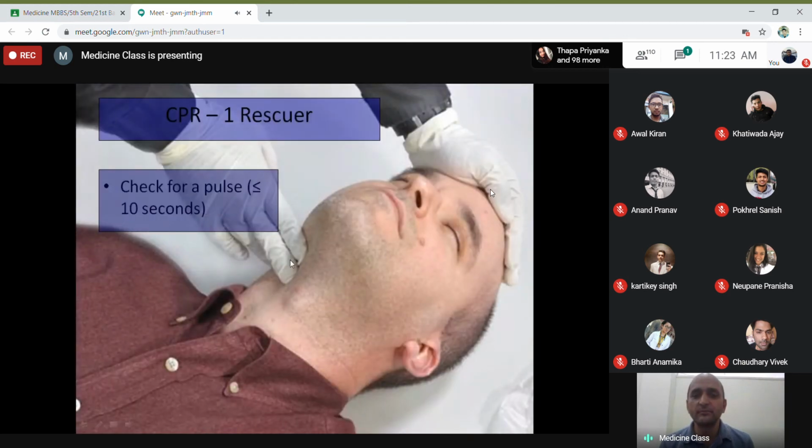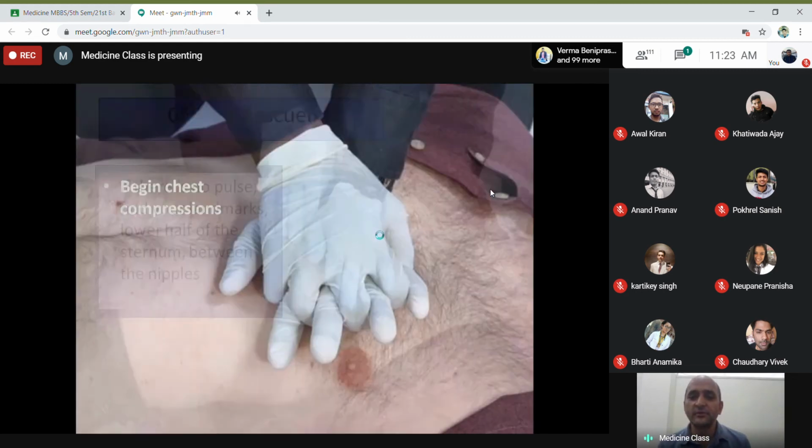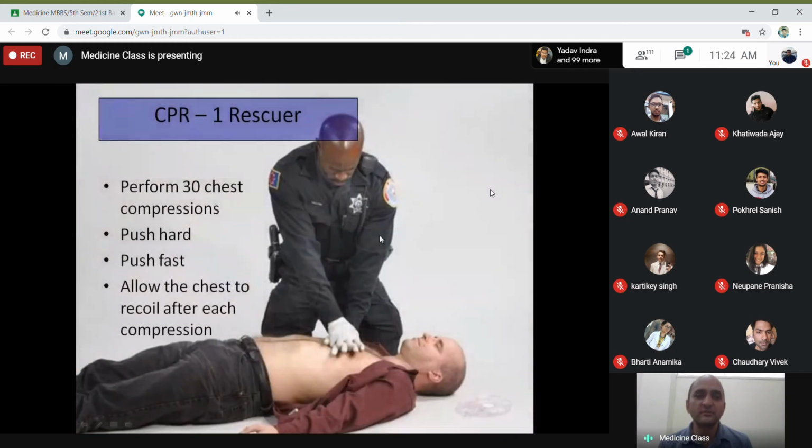Then you check the carotid pulse. If the carotid pulse is not present for 10 seconds, then go for the CPR, go for the chest compression. Chest compression is done on the sternum with the heel of the two hands. If there is no pulse, find the landmark: the lower half of the sternum, in between the nipples. Then start chest compression, and perform 30 chest compressions first.